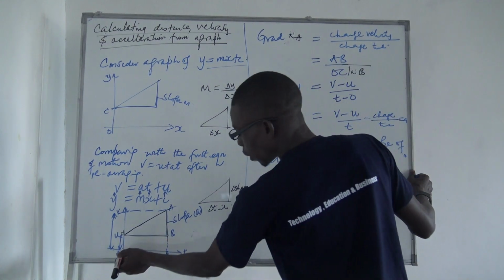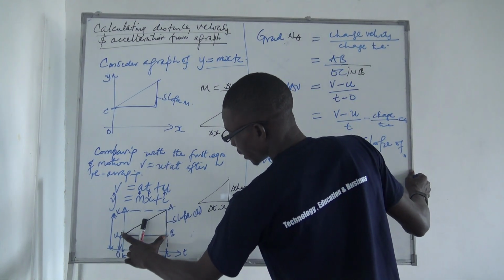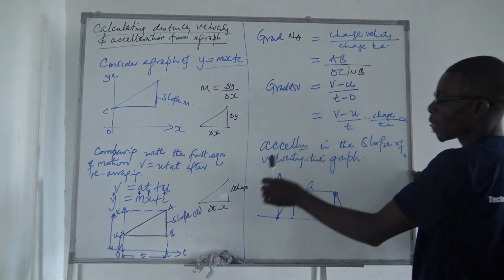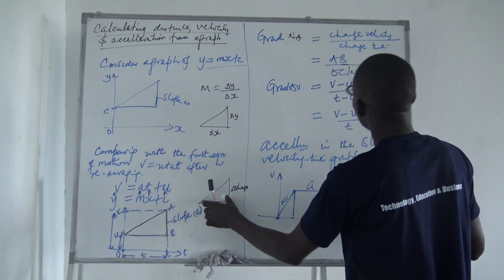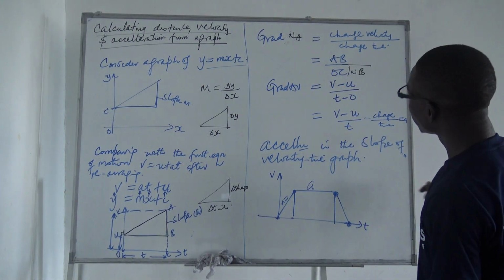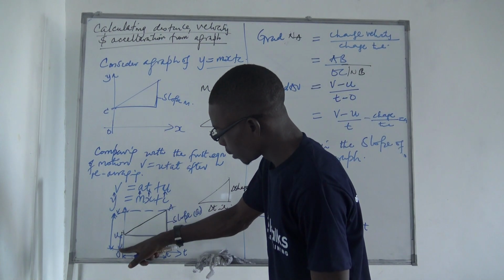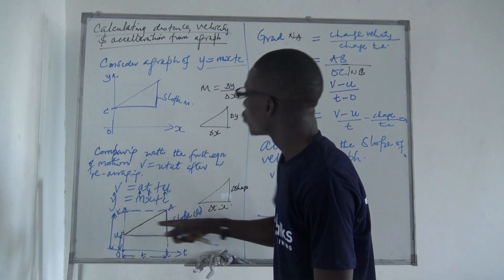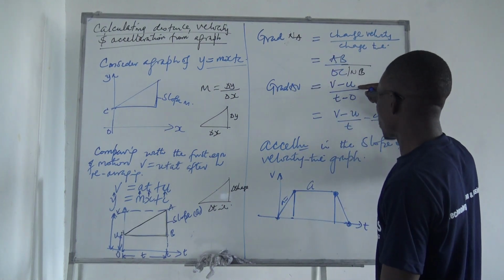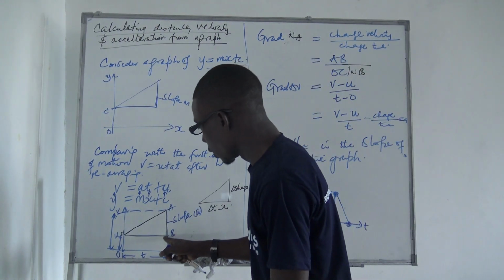You can say it is the OC, because OC is the same as the NB we are talking about. So here can be NB or OC. And then, what is the AB? AB is the same as V minus U, divided by the change in NC.